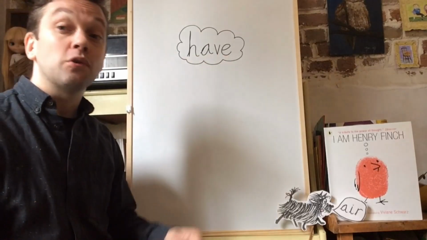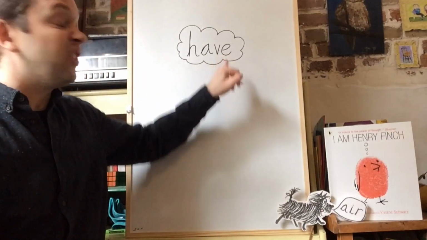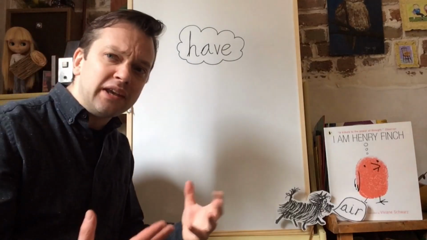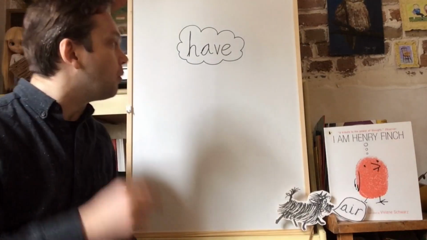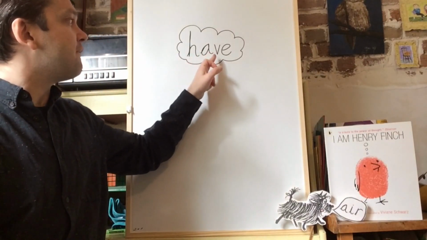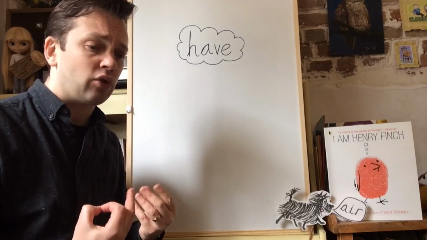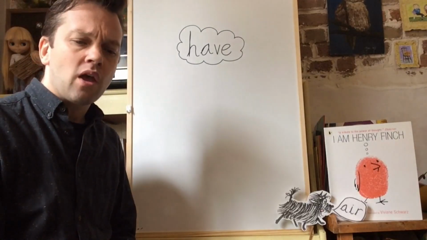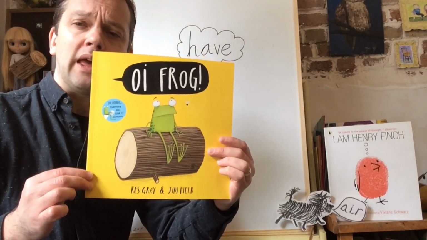This word is just the word have. And it's got an E on the end that it doesn't really need. But that's the way it is, okay? So we just have to remember this word. Have. And an extra E that we don't sound out. Have. I have a lovely book here.